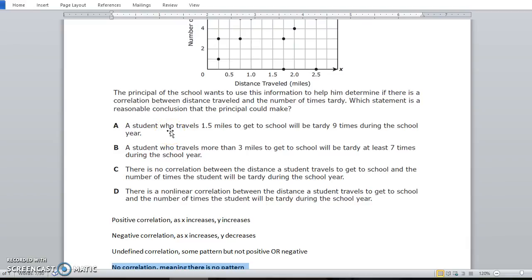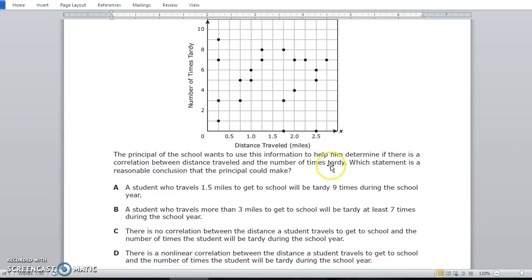A, a student who travels 1.5 miles to get to school will be tardy 9 times. Let's see. That doesn't sound like it talks about no correlation, but let's just check. At 1.5 miles, will be tardy 9 times. That doesn't really fit any kind of pattern that we have here. So we're going to go with no. B, a student who travels more than 3 miles. So here's 2 miles, here's 2.5 miles, 3 miles is over here. So a student who travels more than 3 miles will be tardy at least 7 times. I don't see how we can make that decision. Again, we're saying there's no correlation.